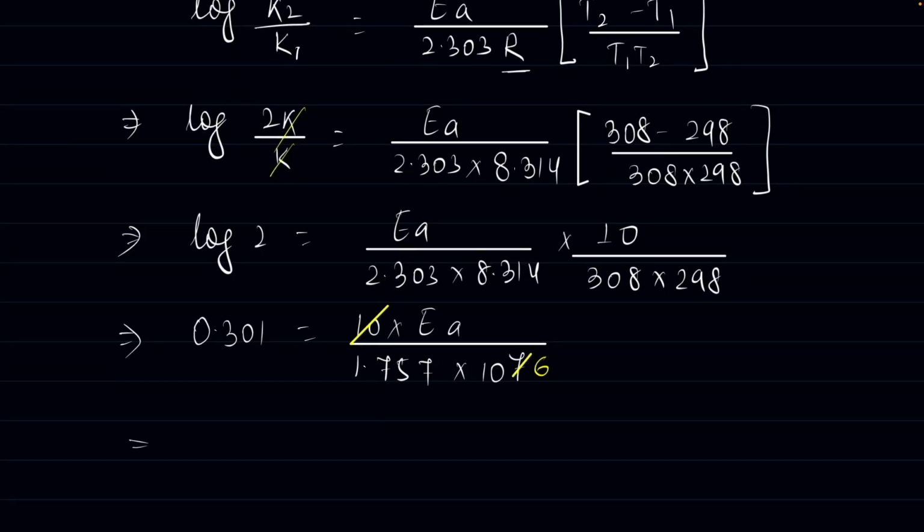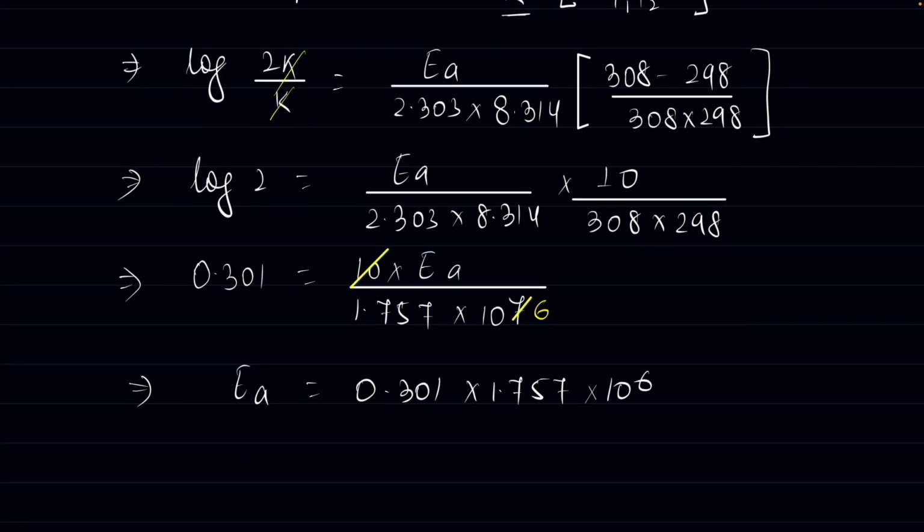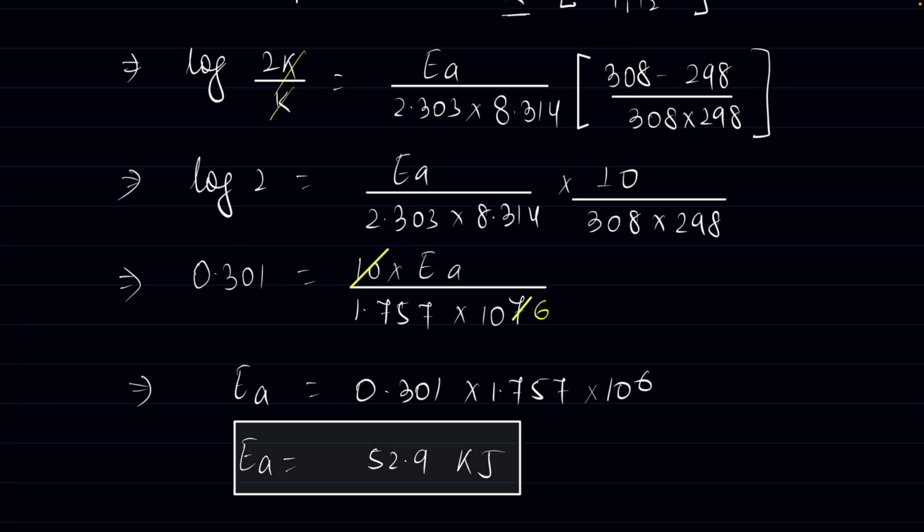So we can write EA is equal to 0.301 into 1.757 into 10 to the power 6. So EA will be equal to 52.9 kilojoule. So this is the answer of this question.